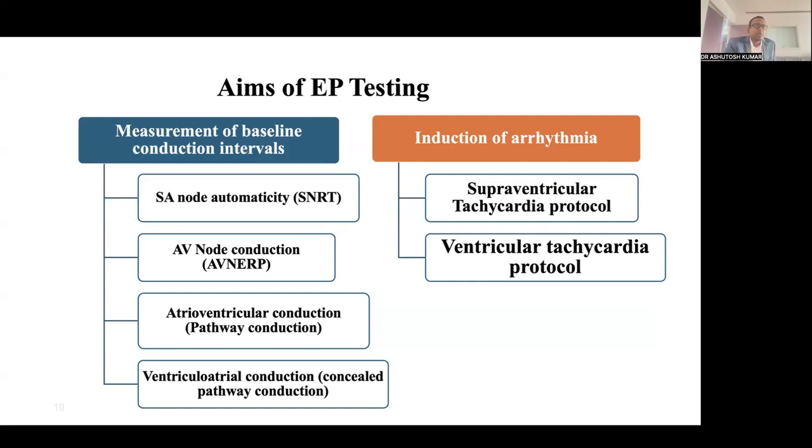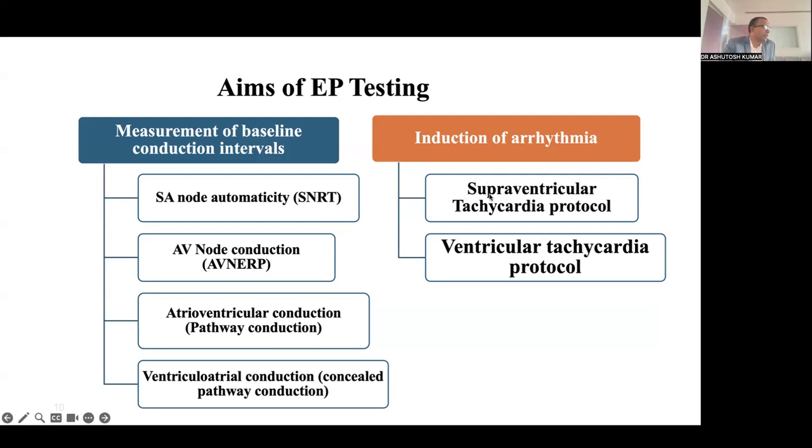Why do we do the EP study? We want to test how the SA node is working, how the AV node is working, how the normal conduction is happening, and how the conduction goes from ventricle to atrium. Usually we know that activation of the atrium will happen and then the ventricle. But we want to cross-check whether the conduction is only happening through the AV node or something else is happening. It may be possible that there are some fibers connecting from ventricle to atrium, and they are aberrant. We call it an aberrant pathway. We are going to identify that by doing the EP study.